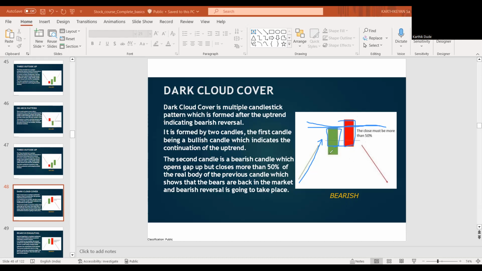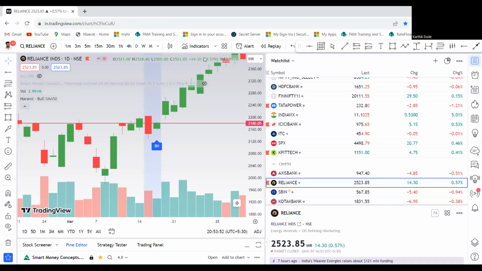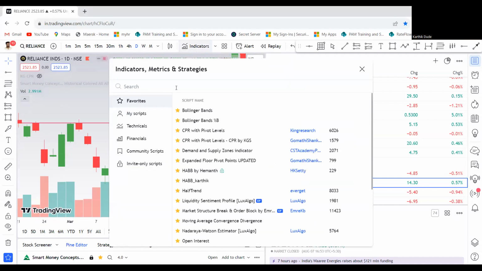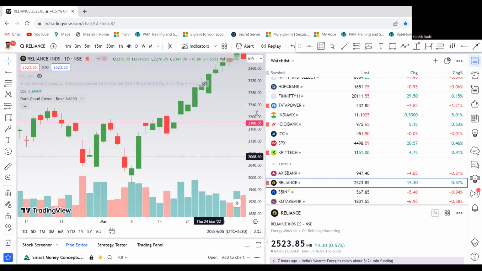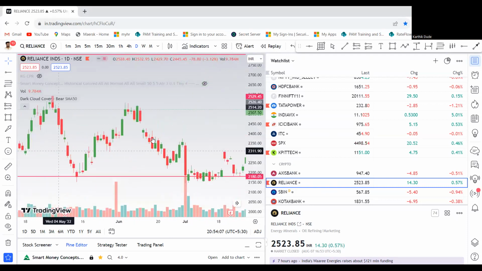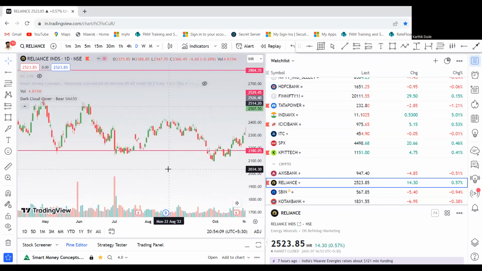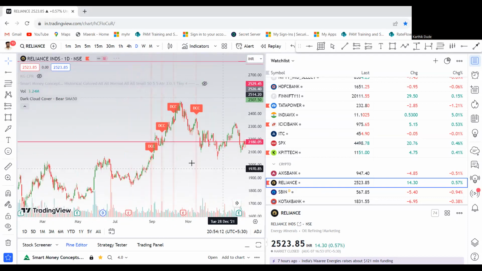So how will we enter? Whenever you break this candle's low, you enter, go for a short or you sell the stock. So let's check this in the chart. As I've told here, I can use the indicator. See, you have all the indicators in place. So you just add it and look for it. Okay, we have a dark cloud.